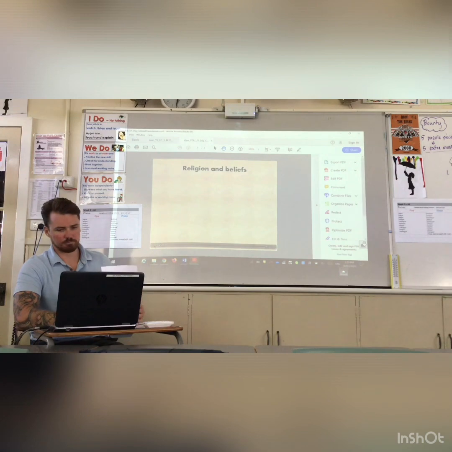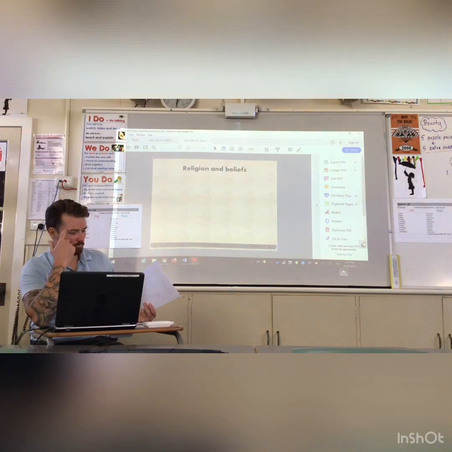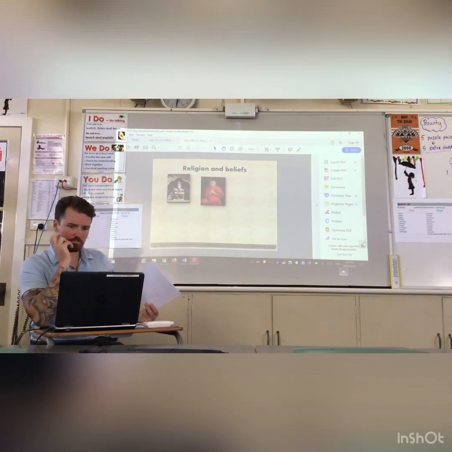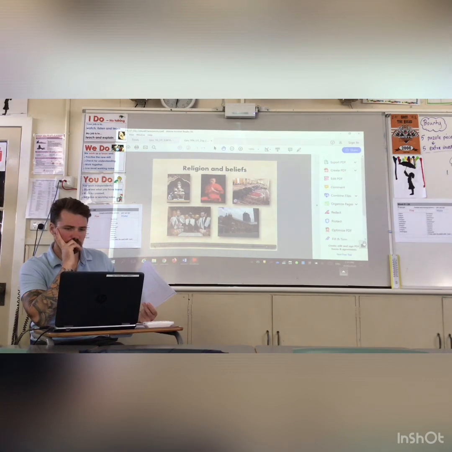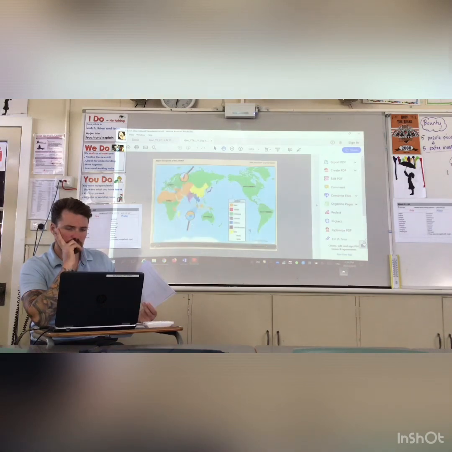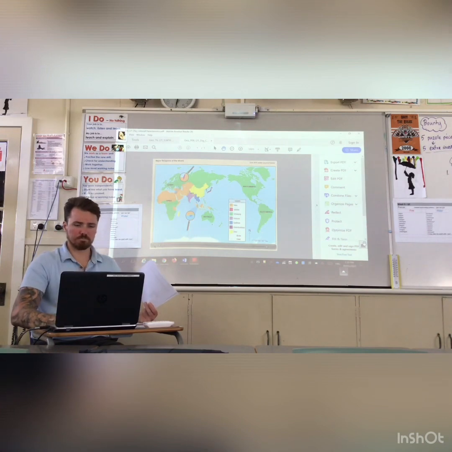Another important part of culture relates to religion and the beliefs of people. There are many different religions around the world, such as Hinduism, Buddhism, Islam, Judaism, and Christianity. There may be many religions practiced by people within a country, region, or community. Religion is a cultural characteristic that can be measured to investigate diversity. This map shows the diversity of religions across the world.